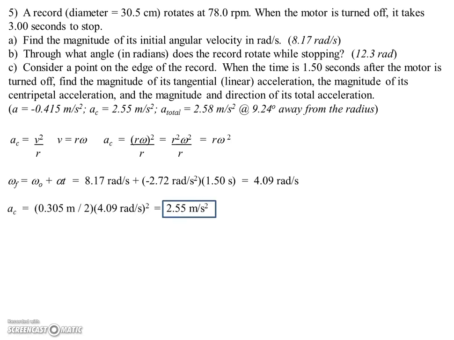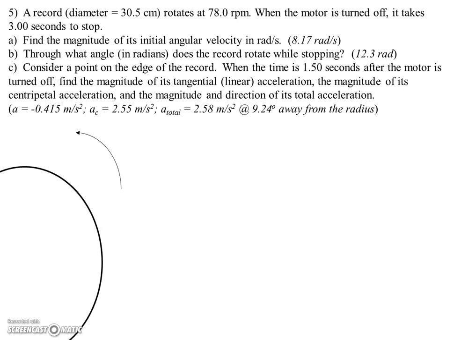So we put that into the centripetal acceleration, again keeping in mind we have to take the radius of the record, not the diameter. And we should be getting 2.55 meters per second squared. All that remains is to put the two components together to get the total acceleration.